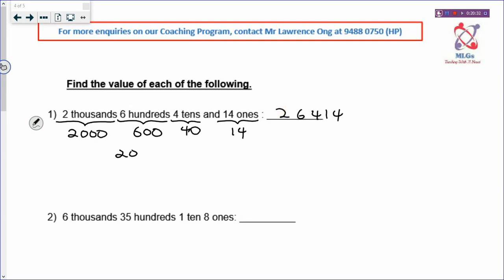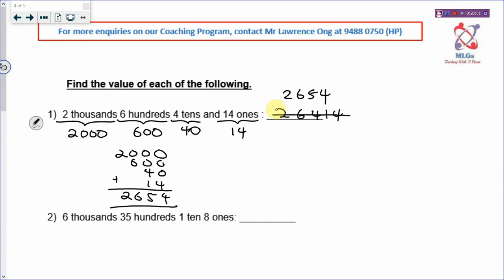So I don't think I would like to do mental sum for this. I would like to add them together: 40, and then plus 14. And then I just add them together. So you have 4, then you have 5, 6, and then 2. And you can see that the answer is 2,654. So it's not as simple as you think. It's not just looking at the digits and putting a number there.